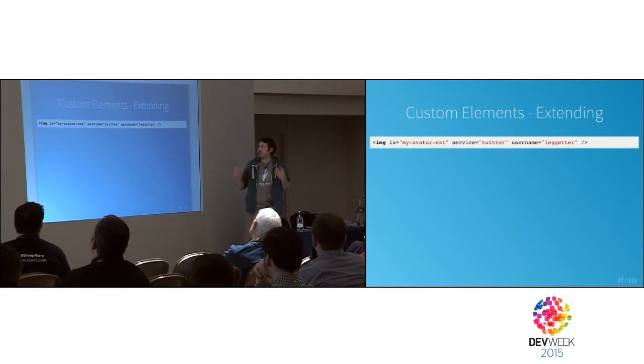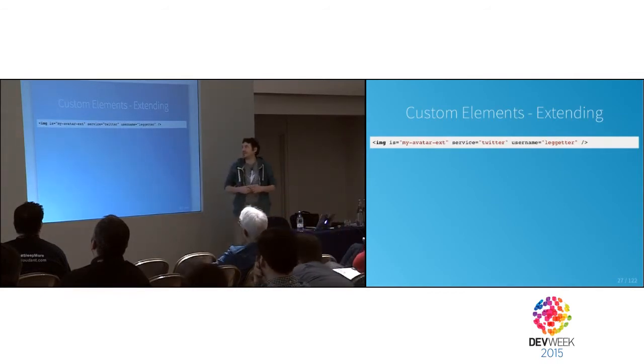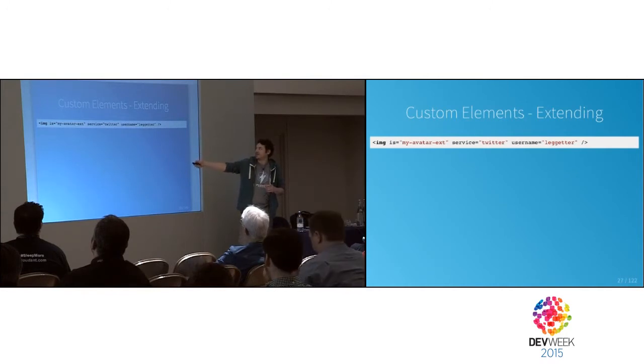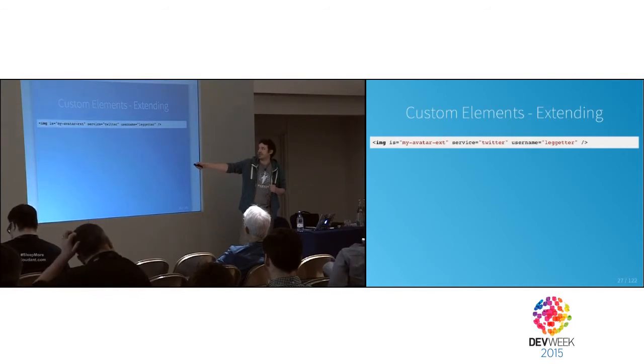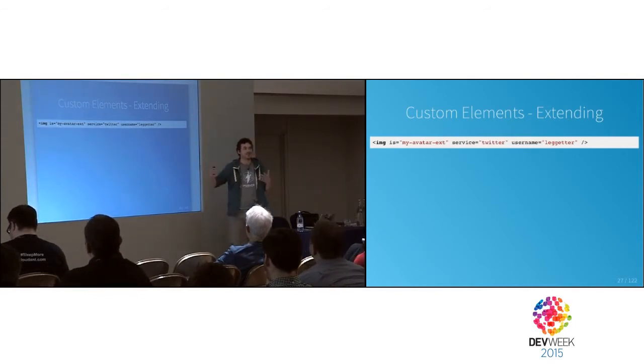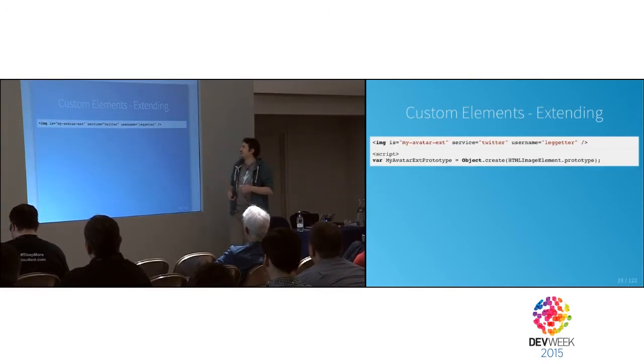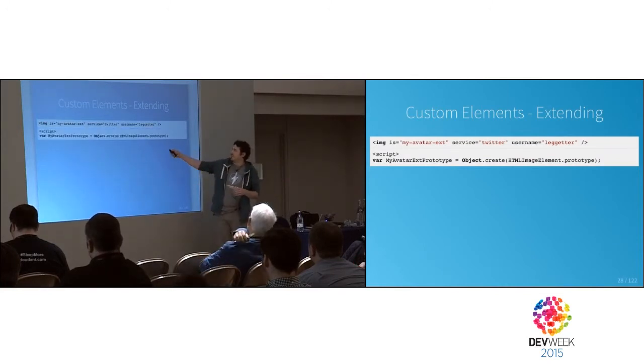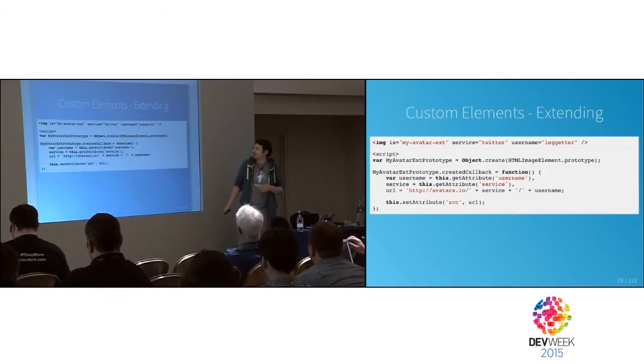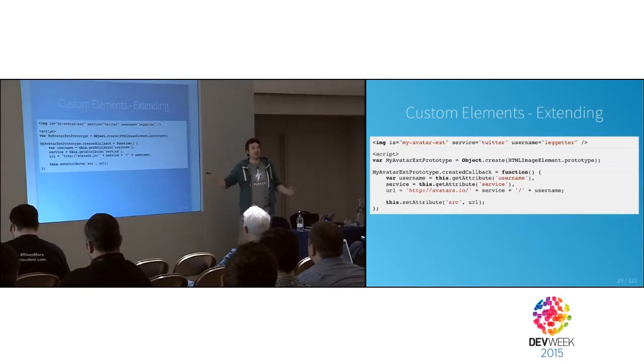So you can do that by defining these custom elements, but you can also extend existing elements that exist on the web already. So we can say that an image is, this is a new definition that I've created, my avatar X, so I'm extending this image. There's nothing specific about this X, it's just a different example. And therefore I can put my service and username attributes on the existing image element. So again, I'm creating a prototype, but this time I'm saying HTML image element. I'm going to do the callback. I can get the username of the service, build the URL, and because I am an image, I can set my source attribute. And I get all the benefits that image provides.